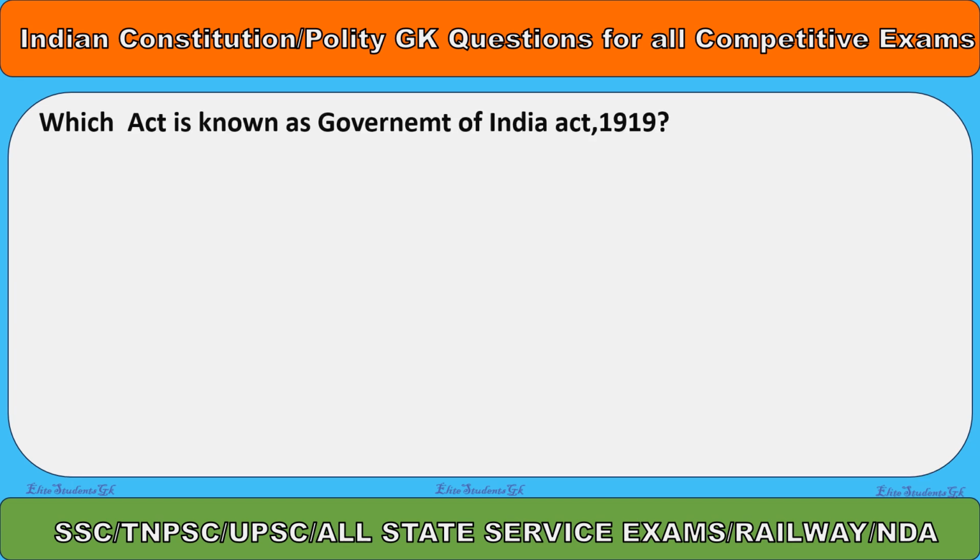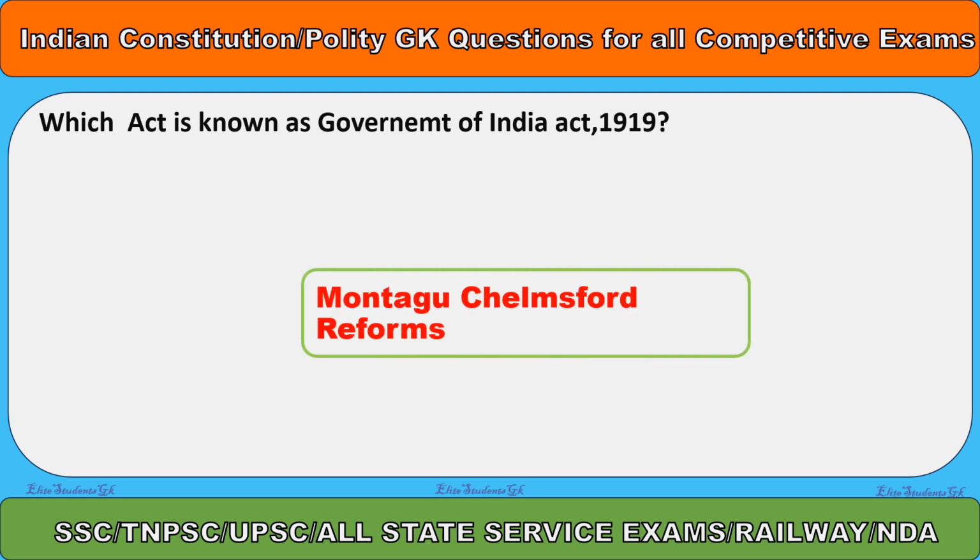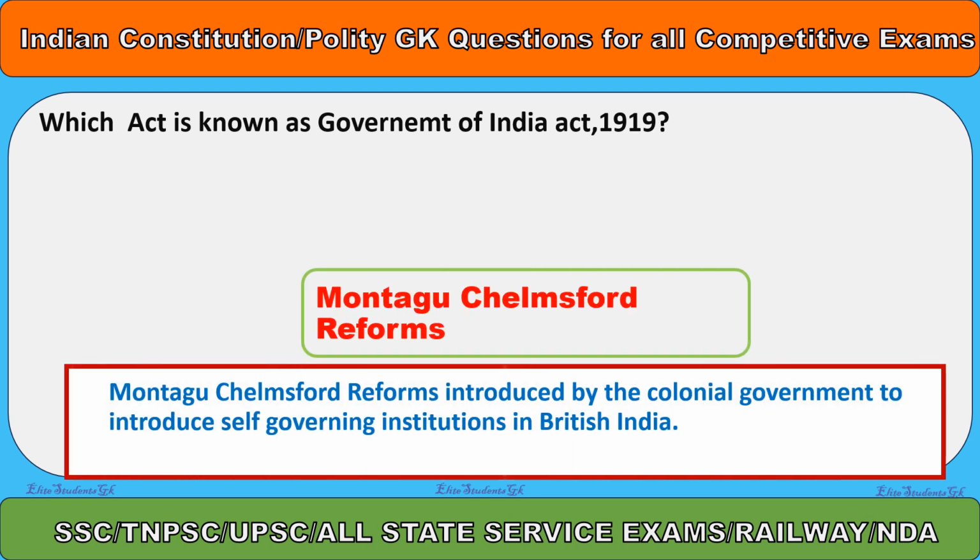Which act is known as the Government of India Act 1919? Montague-Chelmsford reforms. The Montague-Chelmsford reforms were introduced by the colonial government to introduce self-governing institutions in British India.